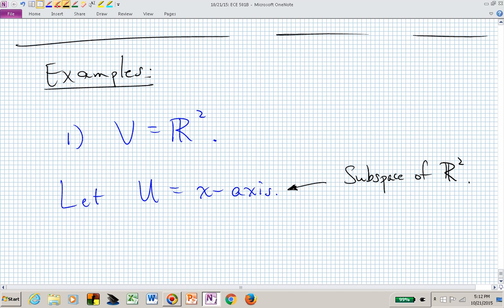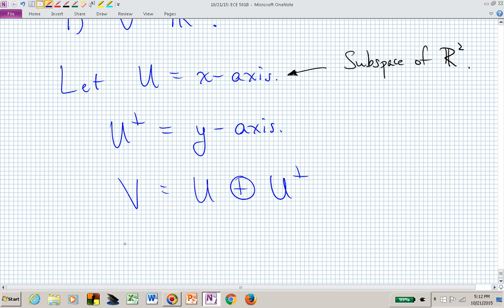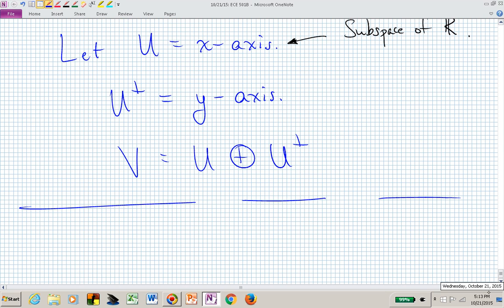What is U perp? What is orthogonal to the x-axis? The y-axis. In R2, the y-axis and the x-axis are orthogonal, and now it should be clear that we can do a direct sum decomposition of U and U perp. That's just the x-axis and the y-axis. You give me a vector, and I can give you a unique representation of that vector from a vector combination of x and y. X belongs to U, and y belongs to U perp.